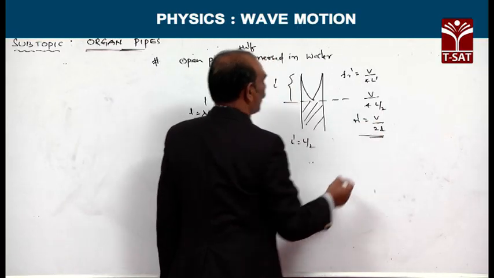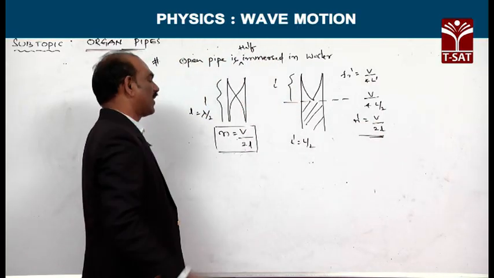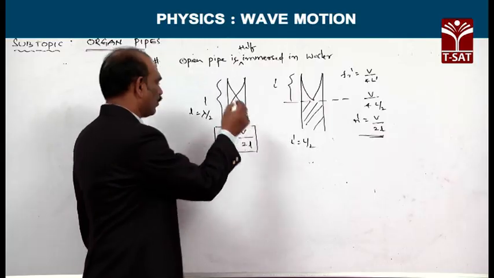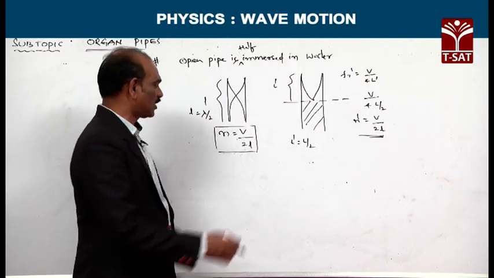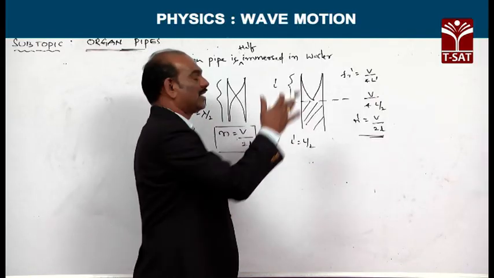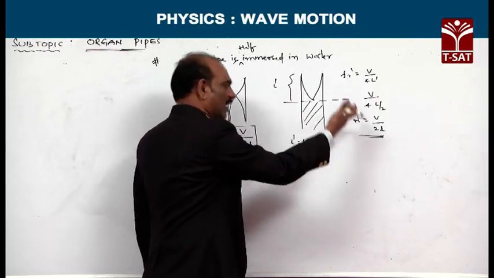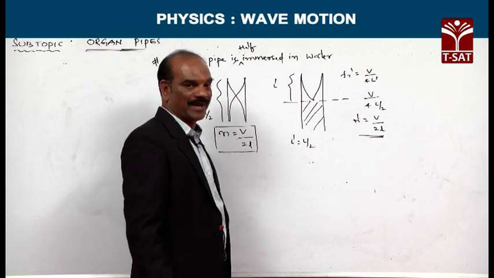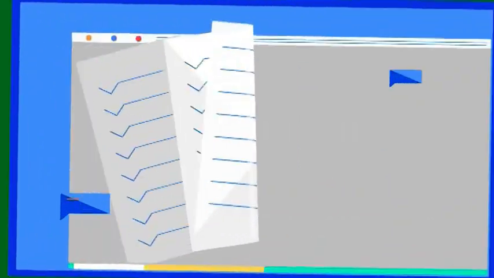So in this case what happens? When an open pipe of length L is in the fundamental mode of vibration, the frequency N is equal to V by 2L. If it is half immersed in liquid, then the frequency N dash remains equivalent to V by 2L, same as that of N.